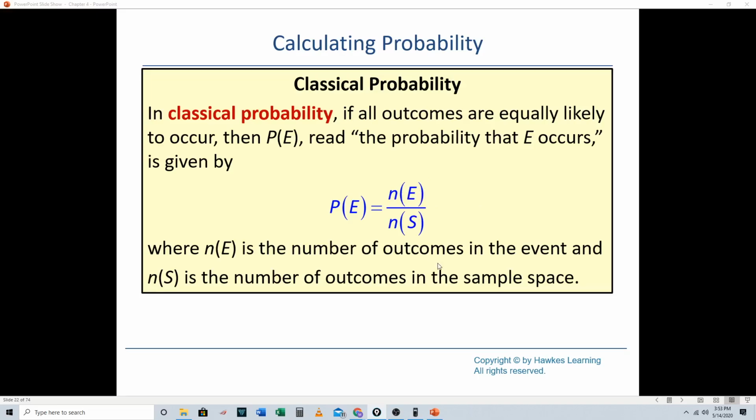So, for example, you could find, what's the probability, and usually they use just a capital P with parentheses, of rolling an odd number.